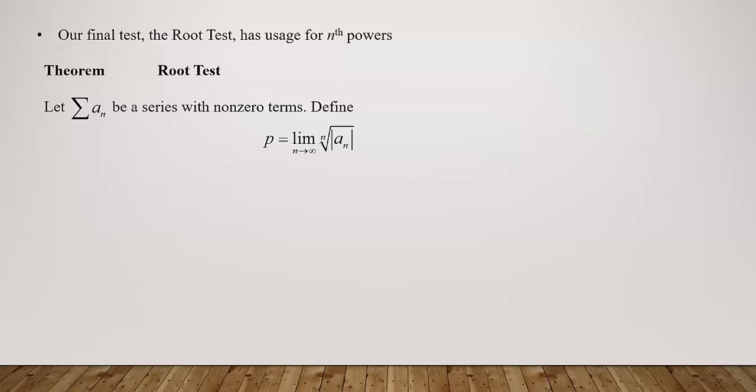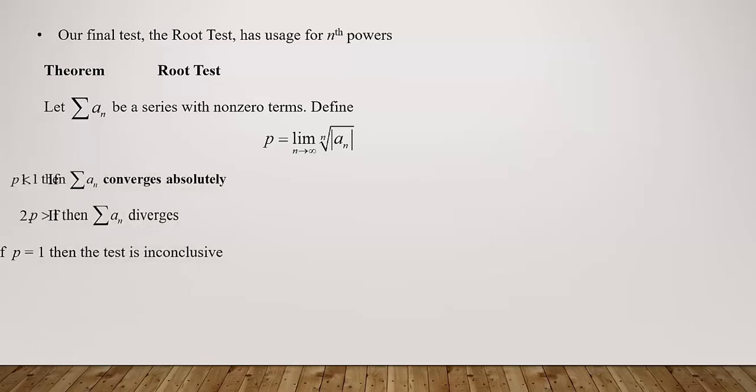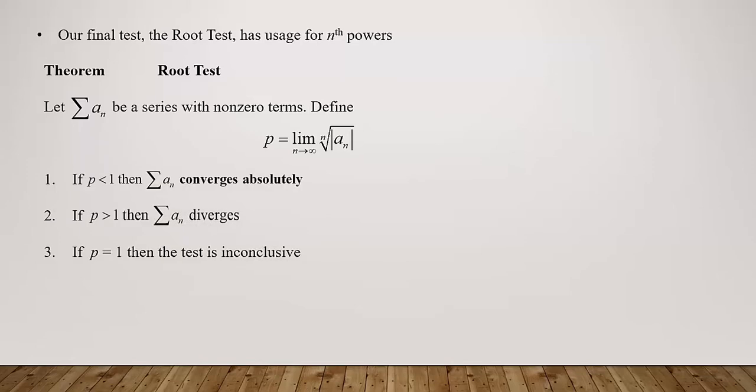So again, we have built in here an absolute value. This test is immediately telling us something about absolute convergence. If this limit p is less than 1, then the series converges absolutely. If p is greater than 1, then the series diverges. And if p is equal to 1, then the test is inconclusive. It tells us nothing. We can make no claim whatsoever.